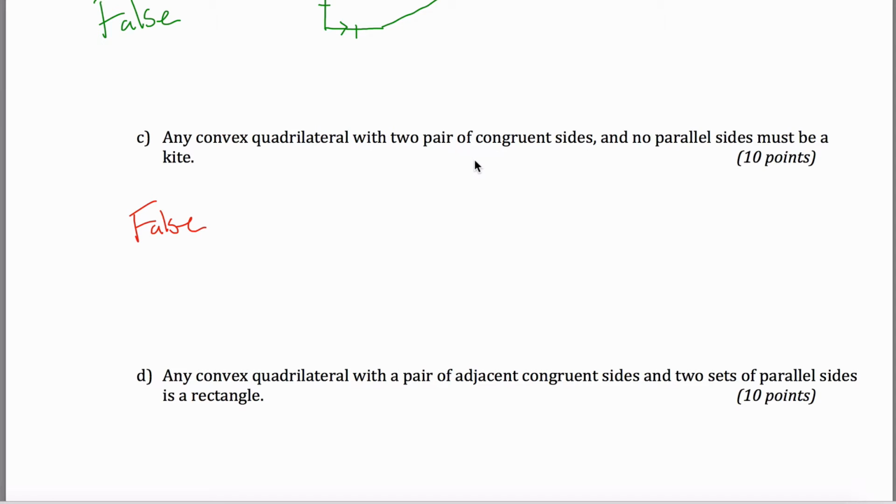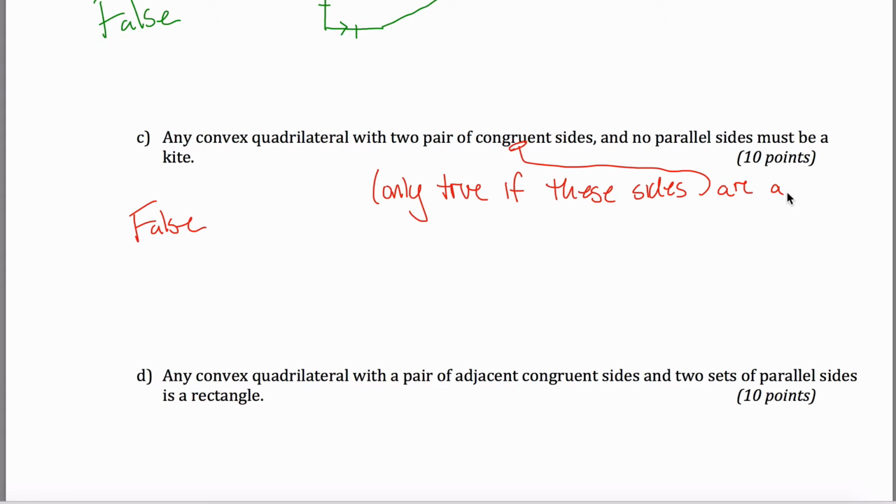The reason that's false is, maybe I'll say, it's only true if these side pairs are adjacent. So if the congruent pairs are opposite, I could have something that looks like, let's see, sure. I think this would work. Any convex quadrilateral with 2 pair of congruent sides. This is congruent to this, and this is congruent to this. And no parallel sides. Oh, that's not going to work.